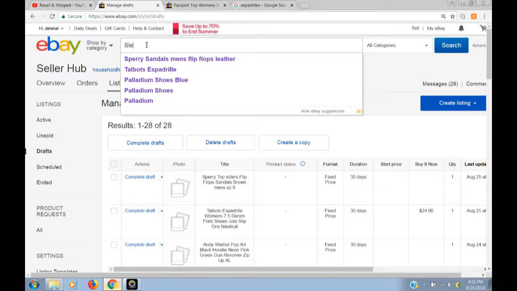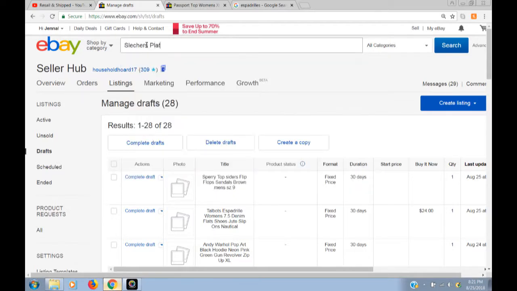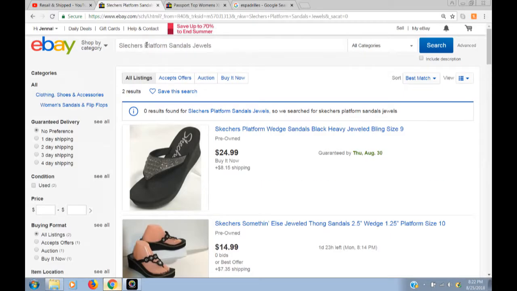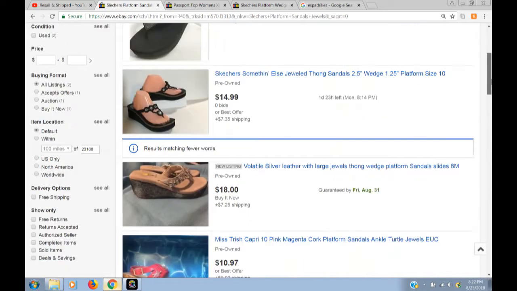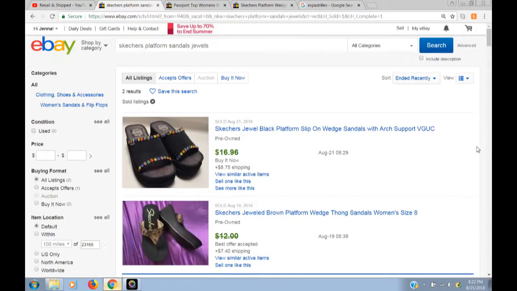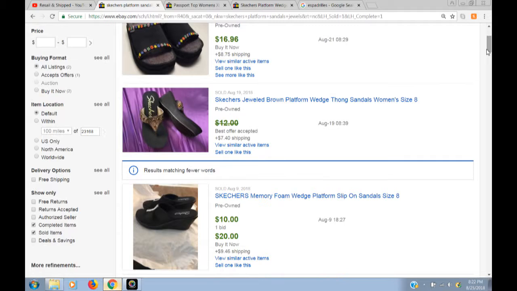The next one we had was Skechers platform sandals with jewels. Oh, and look, they're basically the same, except mine are brown. So I'm just going to check real quick in the solds again, go over to the side, see if there's anything similar. These are a little bit more similar. They're a size 8, $12, or best offer.